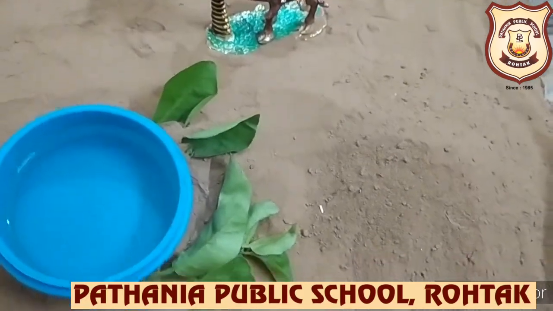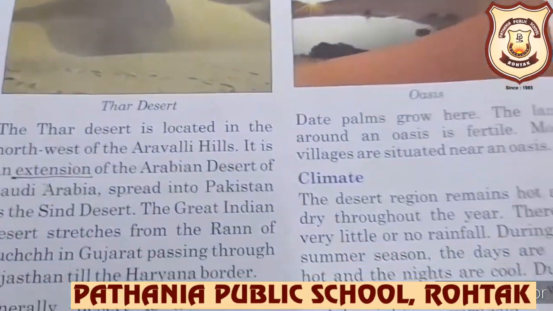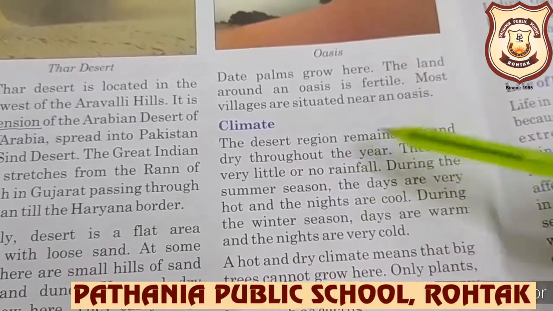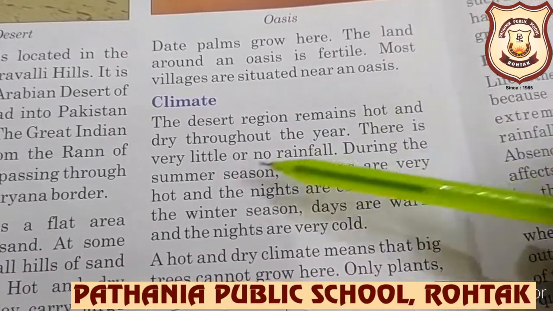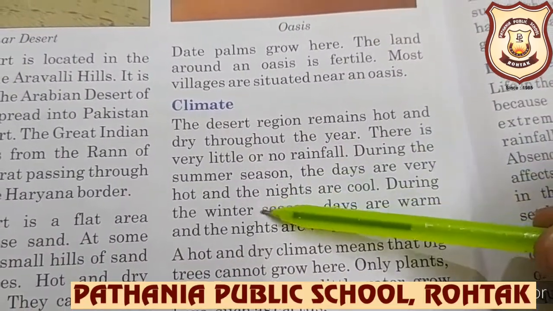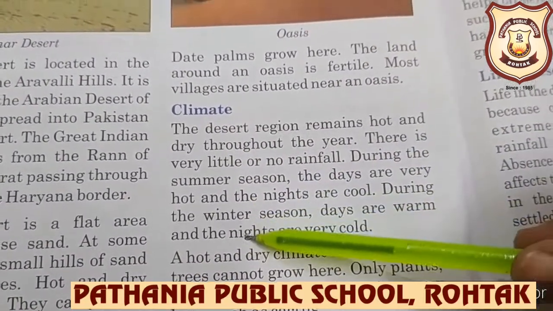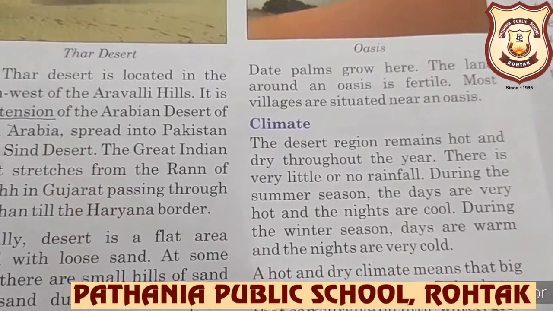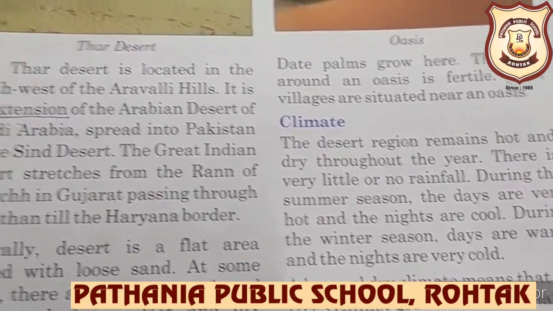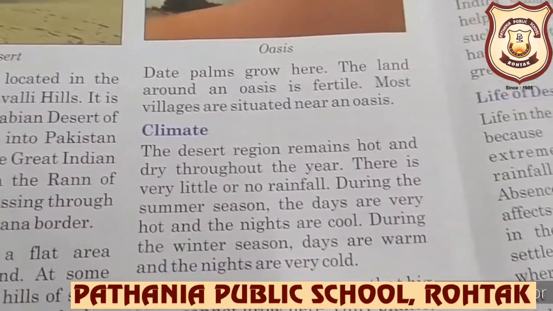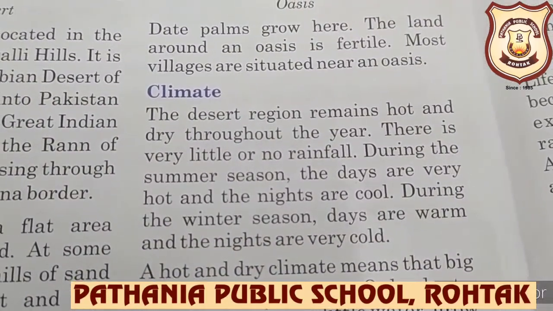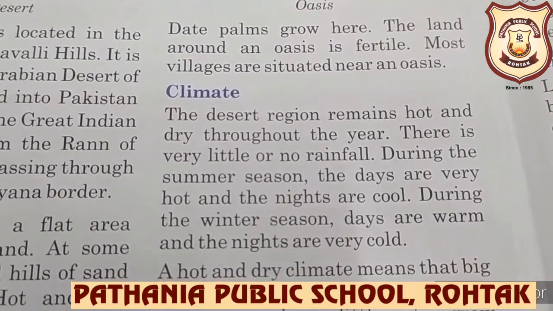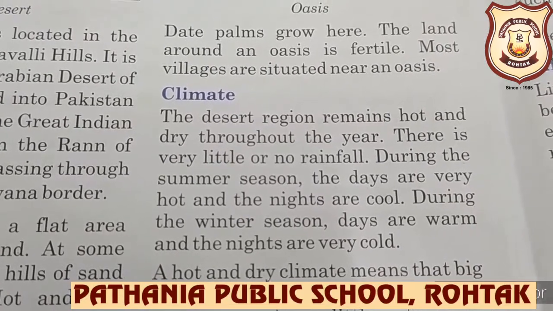Now we'll read about the climate. The desert regions remain hot and dry throughout the year. There is very little or no rainfall. During the summer season, the days are very hot and the nights are cool. During the winter season, days are warm and the nights are very cold. So I'm telling you again, the desert has an extreme climate. Extreme means highest degree, with very high temperature in the summer and dropping to very low temperature in the winter.